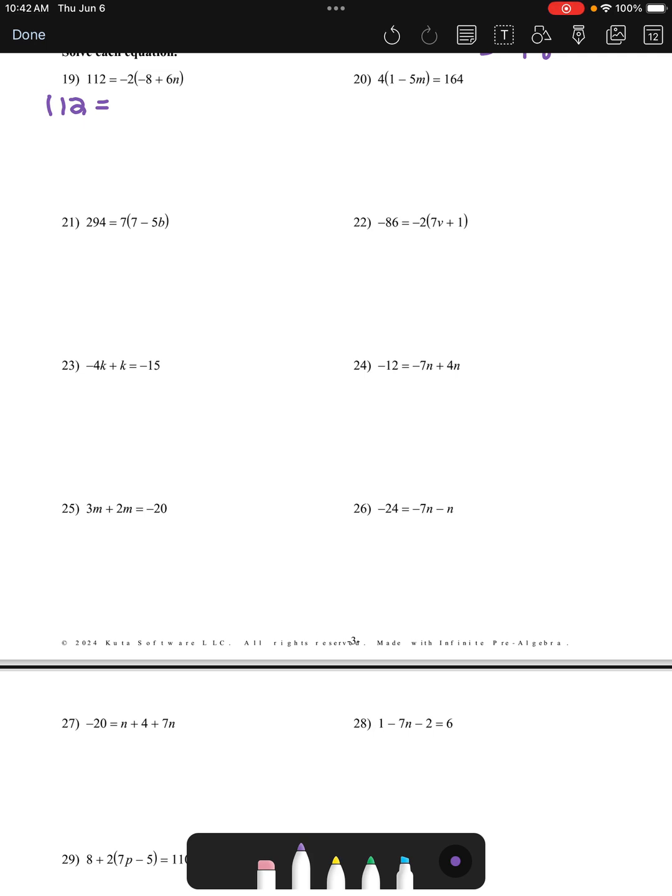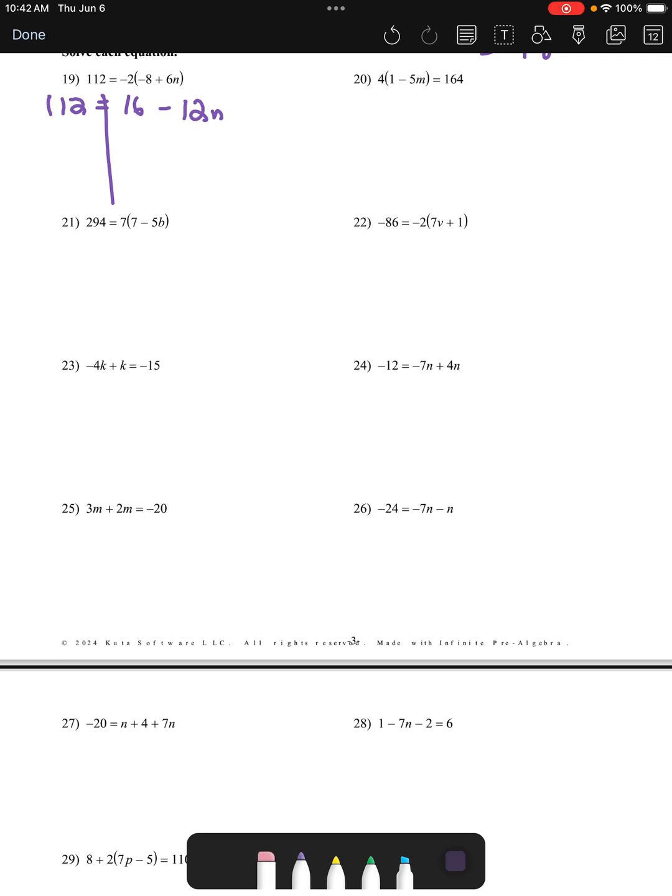So in number 19, we're not going to touch the 112 just yet. We're going to distribute this -2. Remember that distribution is just multiplication. So we're going to do -2 times -8. That is positive 16. And we're going to do -2 times positive 6n. -2 times positive 6 is -12n.